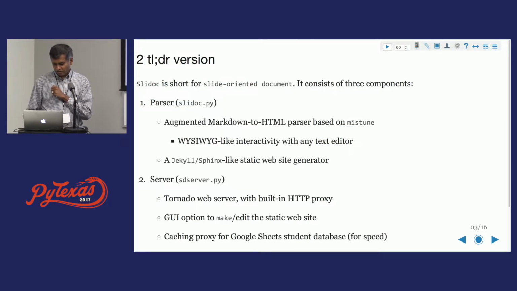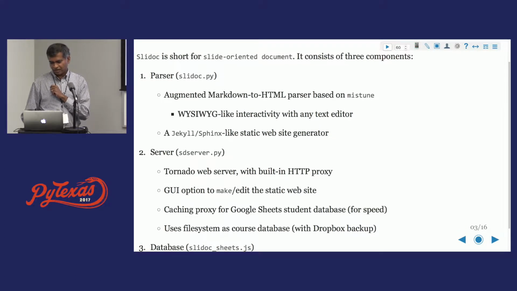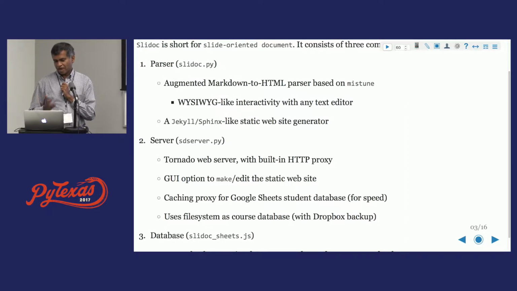So let me give you a short version for those. This is going to be cryptic, but if you're an expert in Python and websites, this might make sense to you, but I'll go into details of some of this stuff. So the software consists of 3 parts. There's a parser. So it's a command line thing. You give it a Markdown file, and it'll convert it to HTML and JavaScript.